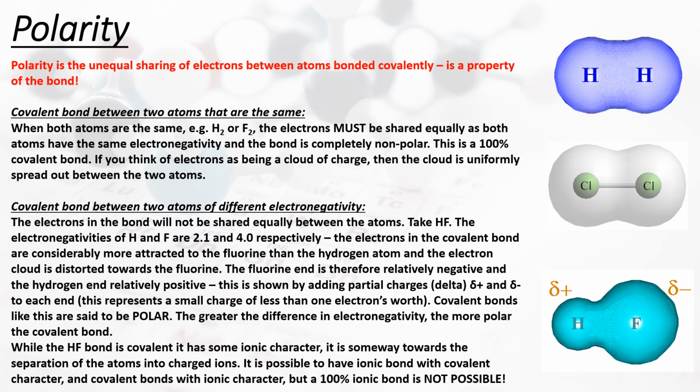Now, if you think of the electrons as being a cloud of charge, then we can draw out these electron density maps that I've shown on the right. So you can see there's one here for dihydrogen, H2, one here for dichlorine, Cl2. If we think of our electrons as being this cloud of charge rather than actual discrete particles, then the cloud is uniformly spread out between the two atoms. It looks almost a little bit like a dumbbell shape.